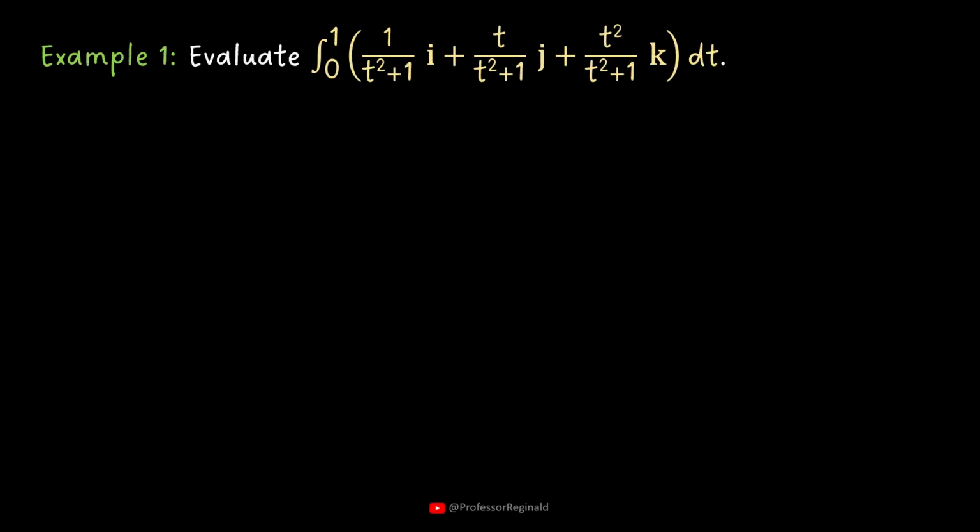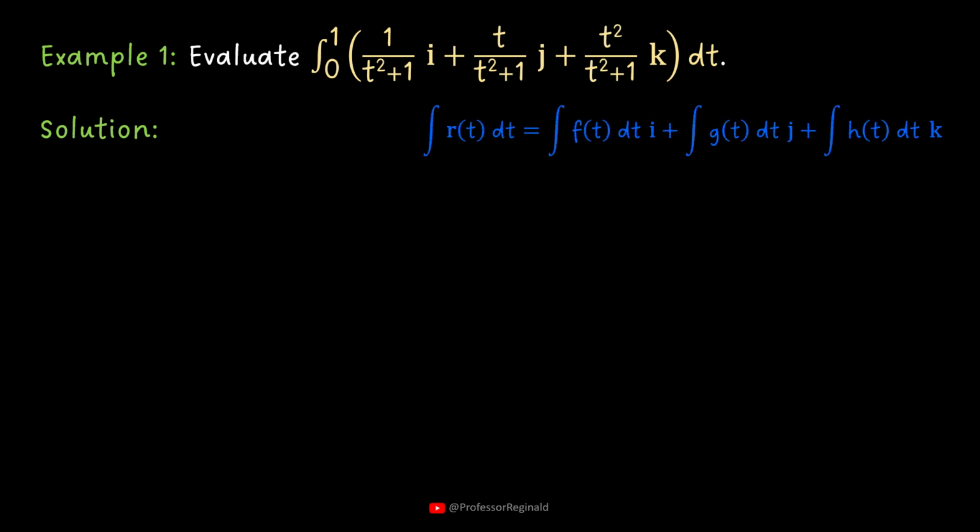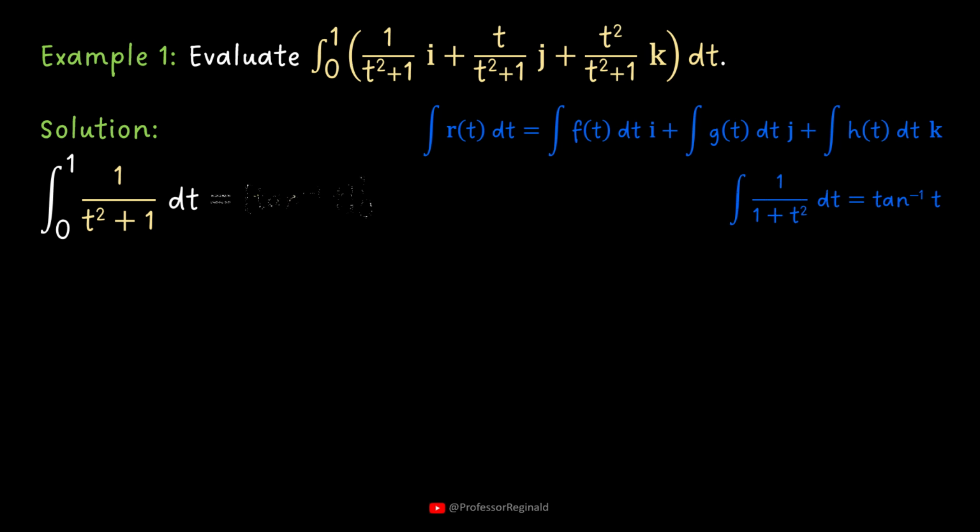Example 1. Evaluate the definite integral. Solution. We can solve this problem by evaluating the definite integral of each component function of the vector-valued function. For the first component function, integrate using an inverse trigonometric function rule. Then evaluate using the fundamental theorem of calculus.